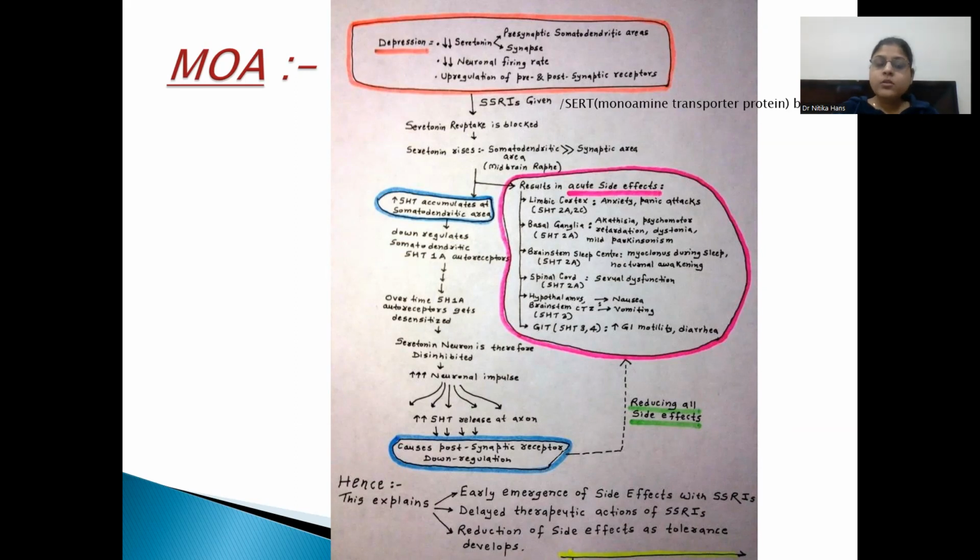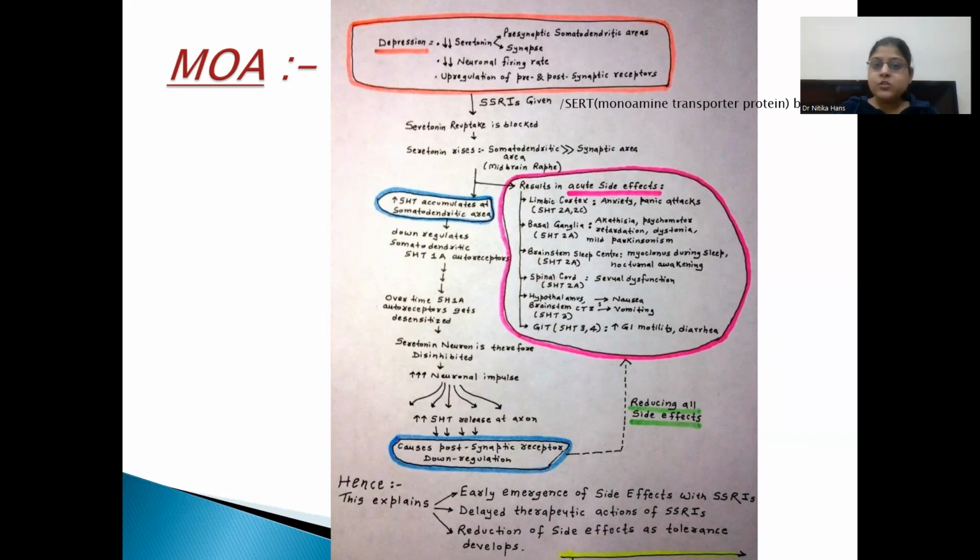So serotonin rises in the synapse as well as in the somatodendritic area, and this can result in acute side effects, like in the limbic cortex, which affects the 5-HT2A and 2C. There can be anxiety, there can be panic attacks because of acute side effects when the serotonin rises. And this is the short-term effect.